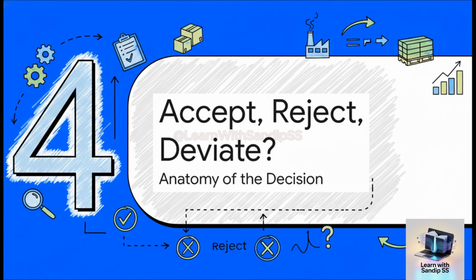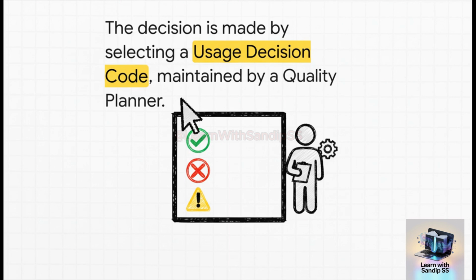So what choices does the engineer actually have? Well, it's not always a simple yes or no. The real world of quality management has a lot of gray areas, and SAP actually has a way to handle that. The tool for the job here is the usage decision code, or what we call the UD code. And these aren't something you just type in off the cuff. You select them from a pre-configured list that a quality planner sets up. This is so important because it ensures everyone is making decisions consistently and keeps the whole process under control.